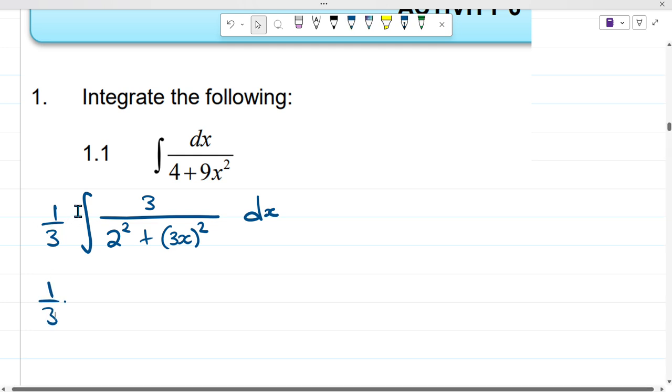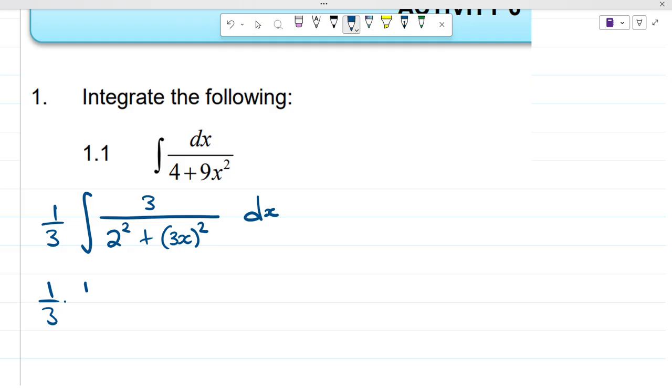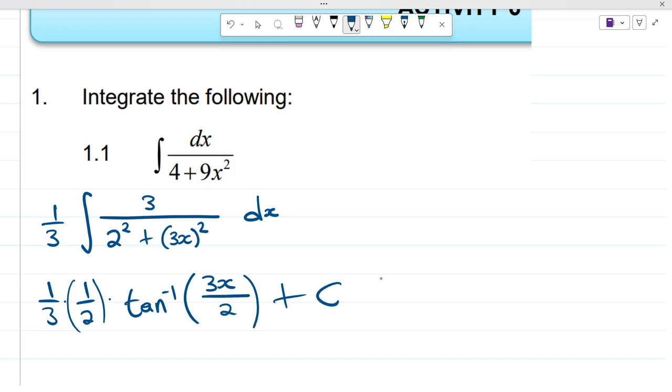Remember that the number that's always outside the integral, we always take it to our answer, so it goes with the answer. Because our a here is not equivalent to 1, we need to use the formula of 1 over a. For tan, it's going to be 1 over a. Our a is 2, so it's 1 over 2, which is my 1 over a. Then the tan inverse of what? f of x over a. So this is going to be 3x over 2, and then plus c.